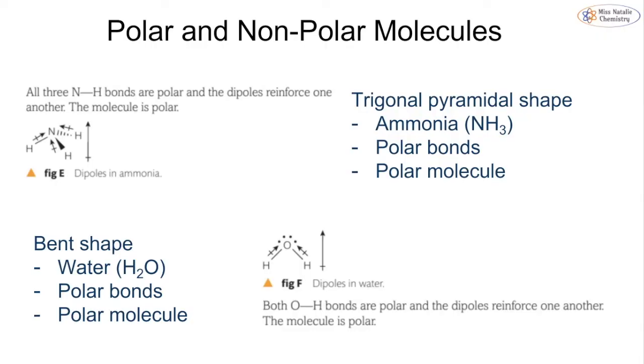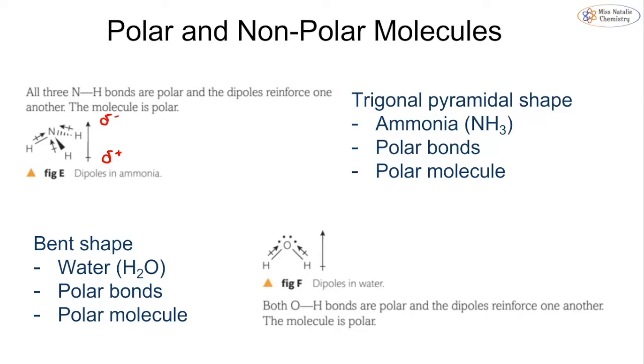Again, if we look at trigonal pyramidal, so ammonia, NH3, we have polar bonds because the nitrogen and hydrogen have a difference in electronegativity, and this time they are all reinforcing one another. So all of the electrons are going up towards the nitrogen, giving the nitrogen a slightly negative end, whereas all of the hydrogens at the bottom are slightly positive. So again, we have an overall dipole, and this is a polar molecule.